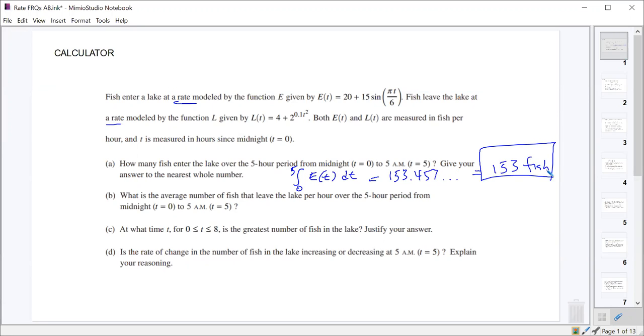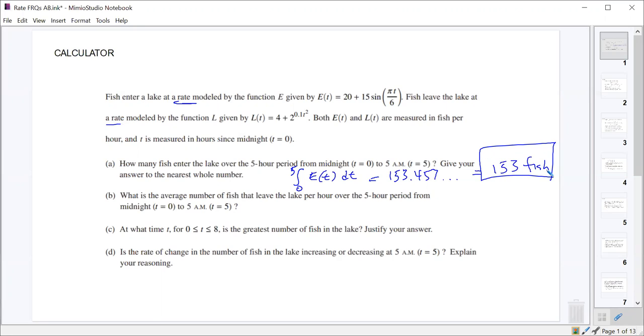So to get the amount that enter the lake, you integrate the rate at which they enter the lake. If you want the amount that leave the lake, you would integrate the rate at which they leave the lake. Okay. Integrate the rate at which people are leaving the Zoom meeting already. Apparently people are leaving.